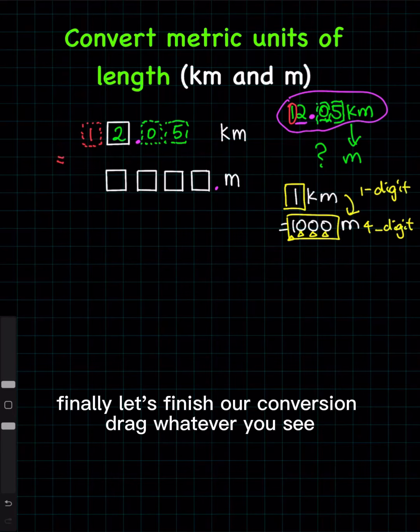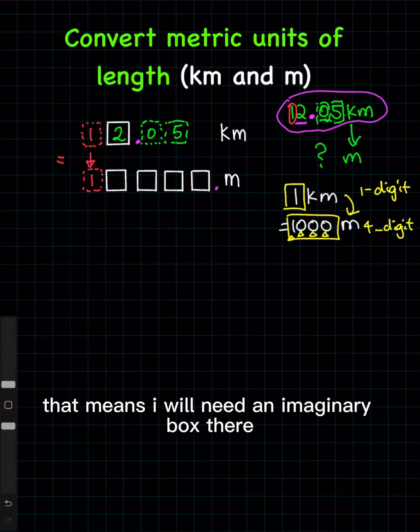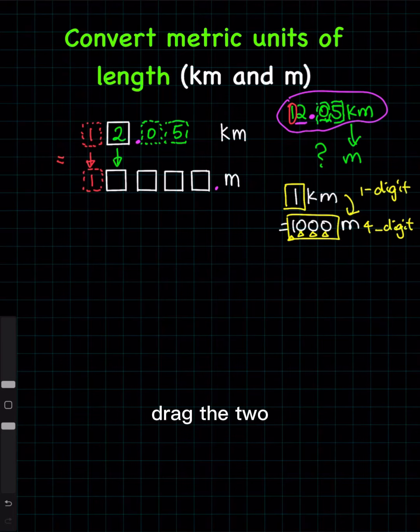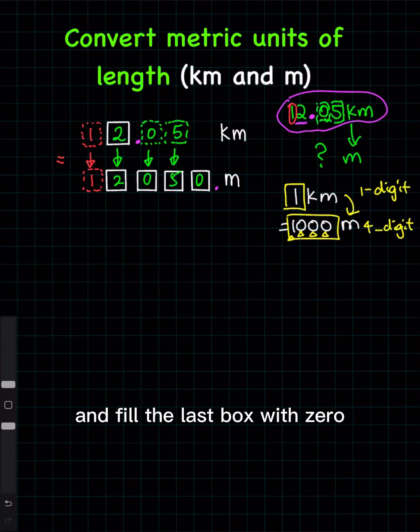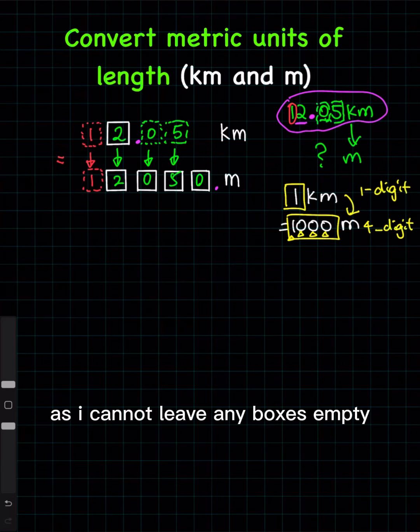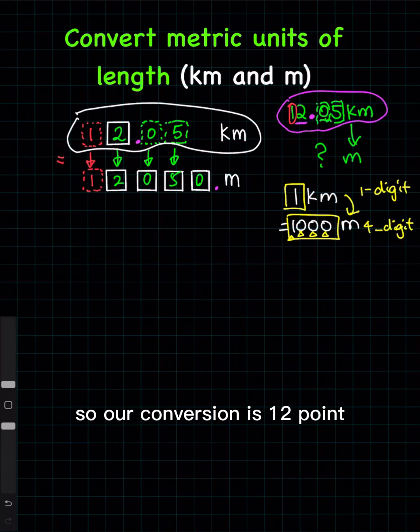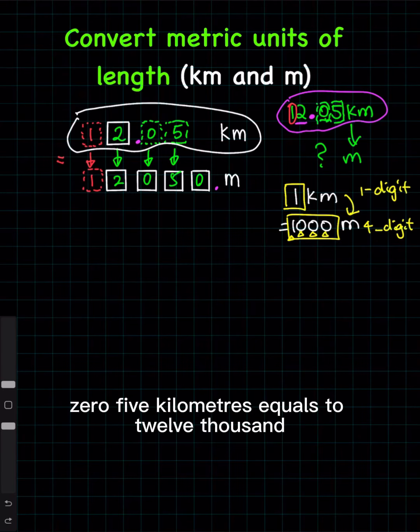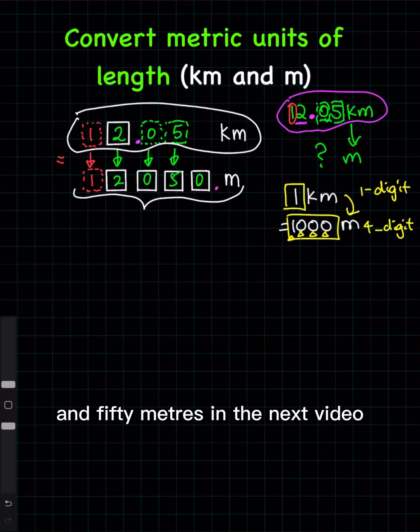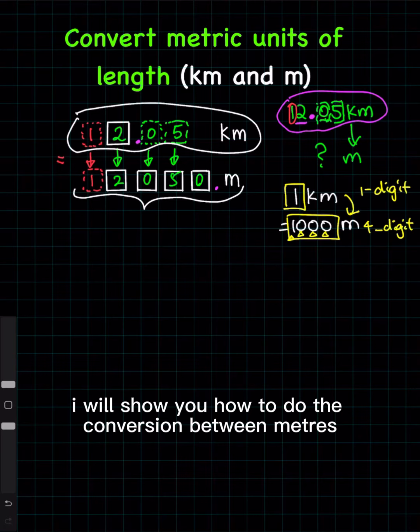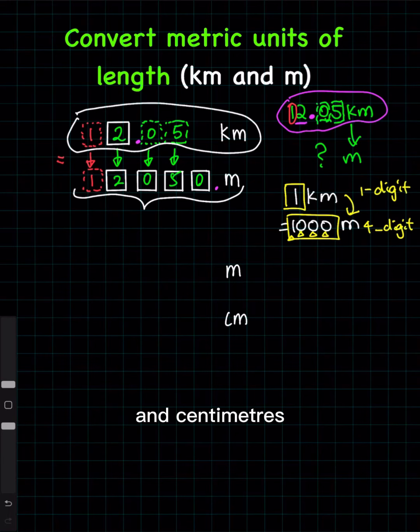Finally, let's finish our conversion. Drag whatever you see. That means I will need an imaginary box there. Drag the 2, the 0, the 5, and fill the last box with 0 as I cannot leave any boxes empty. So our conversion is 12.05 kilometers equals 12,050 meters.